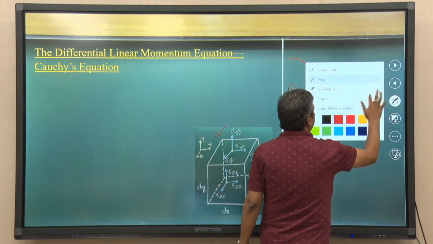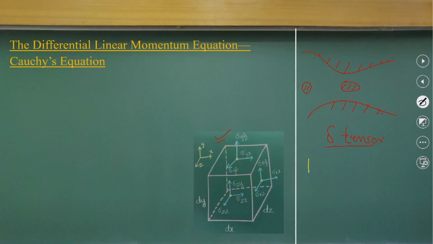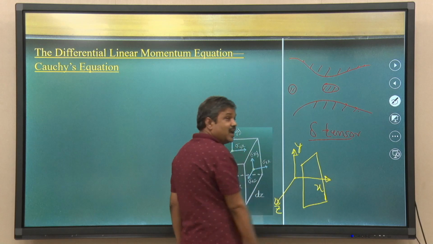Let me have components x, y and z. This is the Cartesian coordinate system. If I consider a surface which is perpendicular to the x axis, it is parallel to the y-z plane, but perpendicular to the x direction.